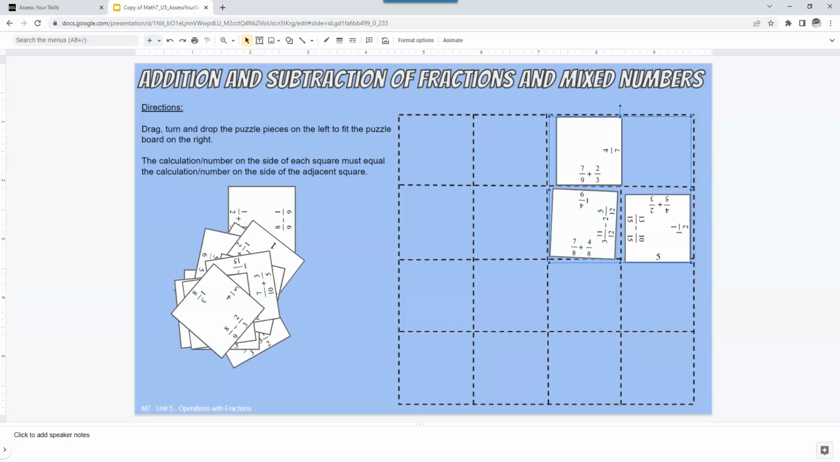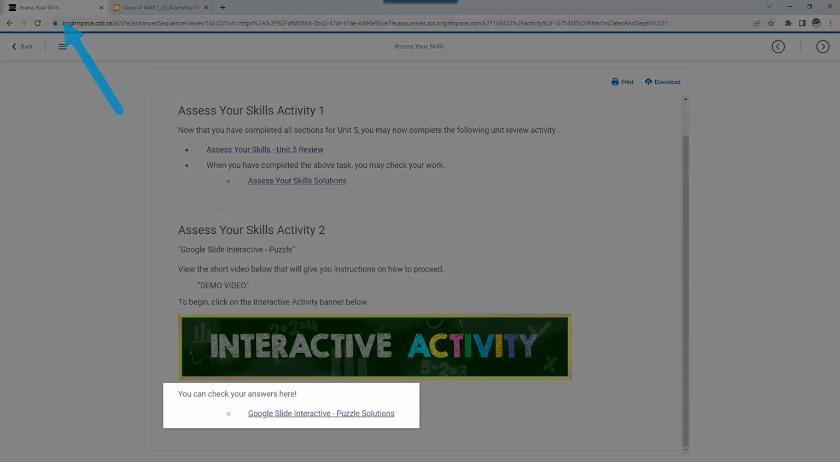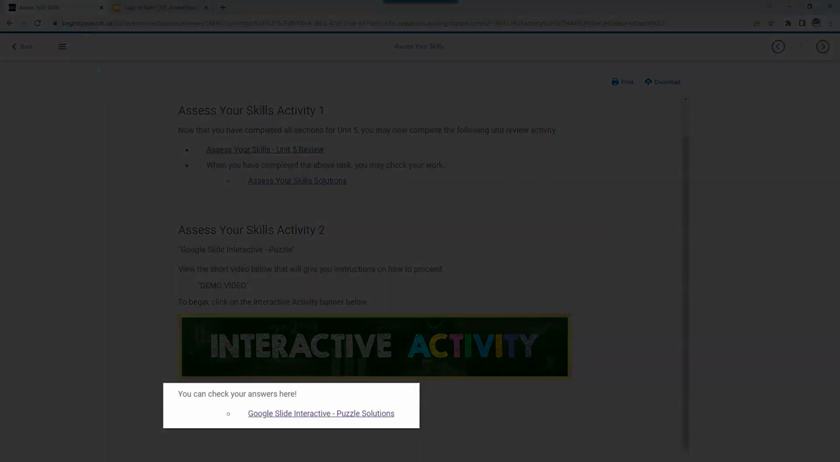Now, just a suggestion, if it was me, I would probably begin this activity by completing all of the addition and subtraction calculations that are found on the puzzle pieces to determine answers, then begin the matching process. And once you have your puzzle completed, when you think you have a solution, you can go back to your lesson page, click on Assess Your Skills, and you can check your answers here.